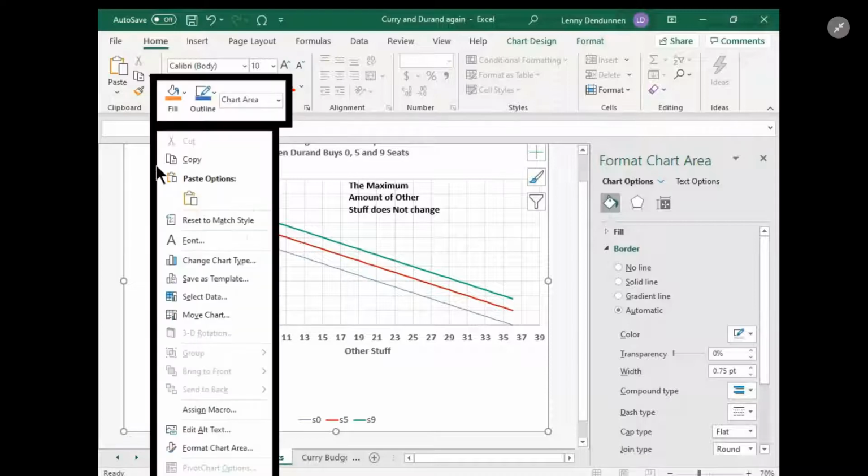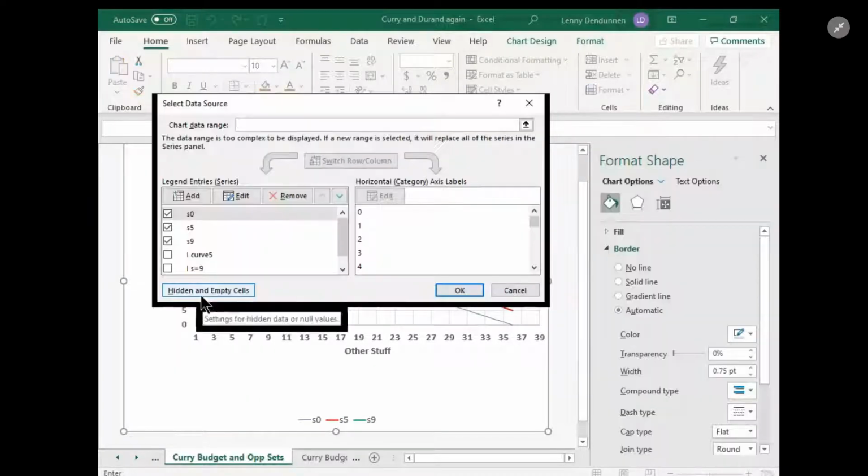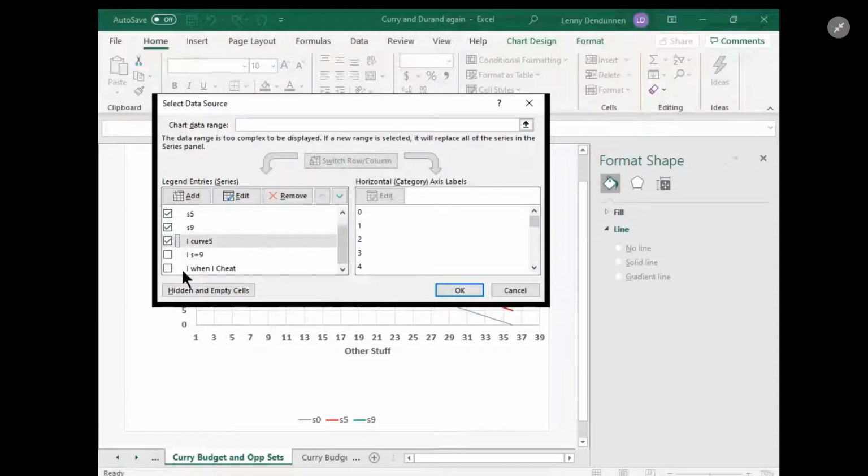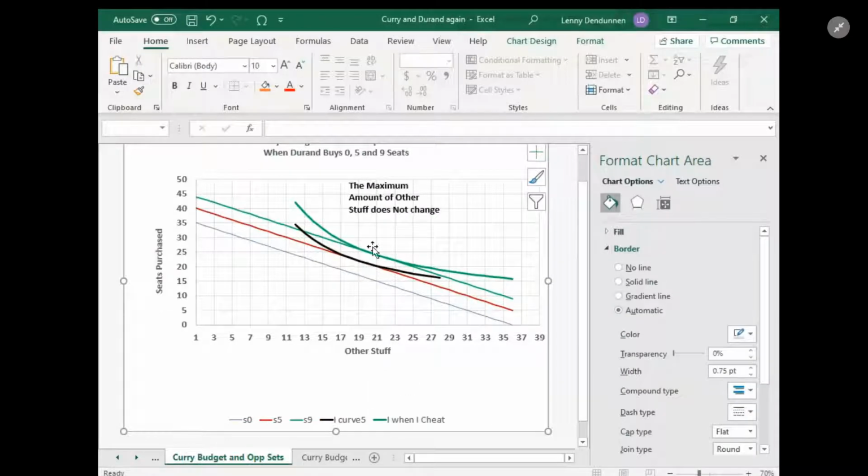Let me just pull this up, select data, and I'm going to show 1, 2. We see tangency portfolios. We see that when Durand is buying 5 seats, Curry's going to buy 19x. And when Durand buys 9 seats, he's going to buy 21x. So what's actually happening is that Durand is subsidizing some of Curry's consumption. So let's see how we get there.